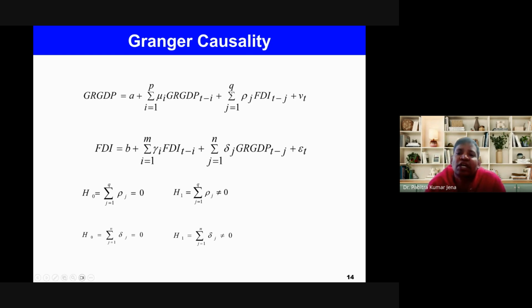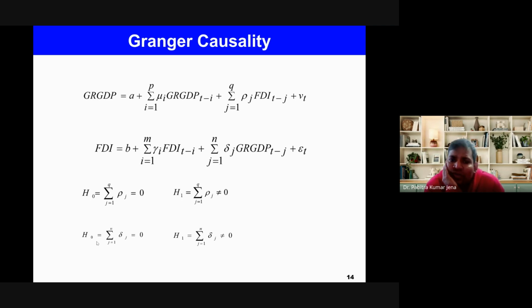Also, in the second equation, our null hypothesis is H0: delta j equal to 0 for j from 1 to n. So if your delta j equal to 0, then it is... I hope everybody knows the hypothesis.